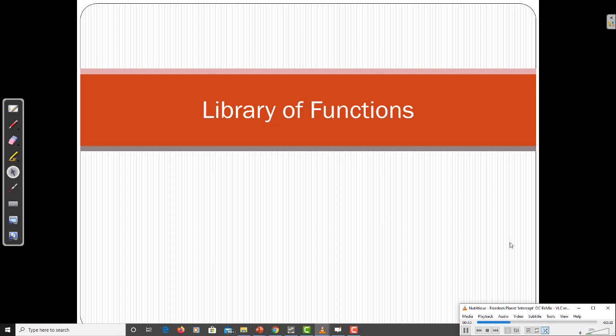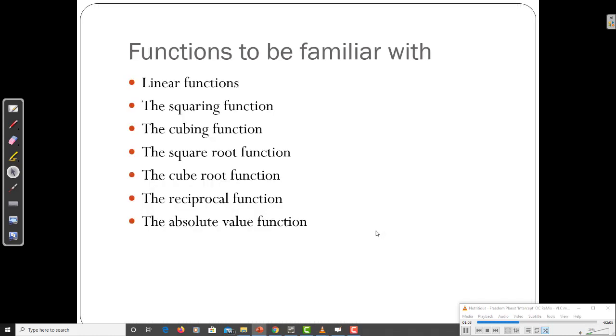So we're honestly not going to do that many examples. I'm just going to present a whole bunch of functions. And these are things you should be able to recognize either from their equations or their graphs. So here we go. Here's the list. Functions to be familiar with: linear functions, the squaring function, the cubing function, square root, cube root, reciprocal, and absolute value.